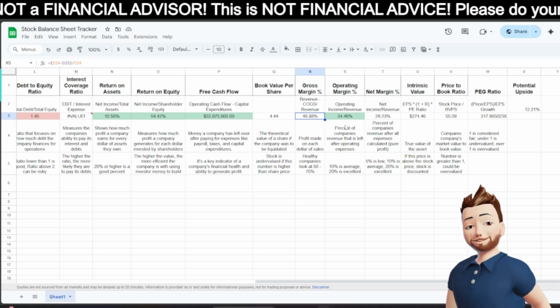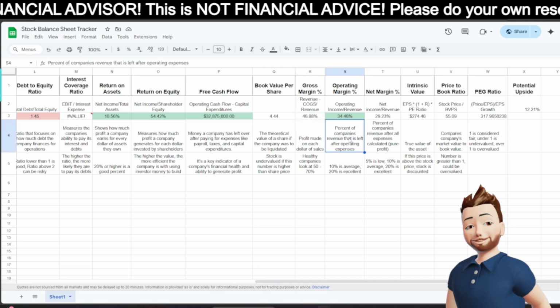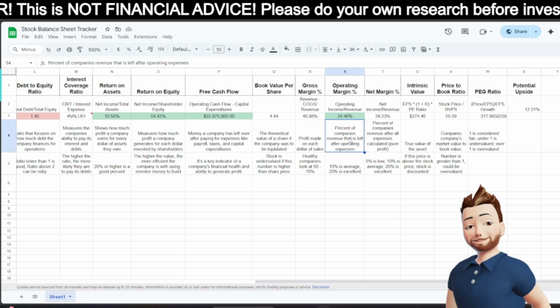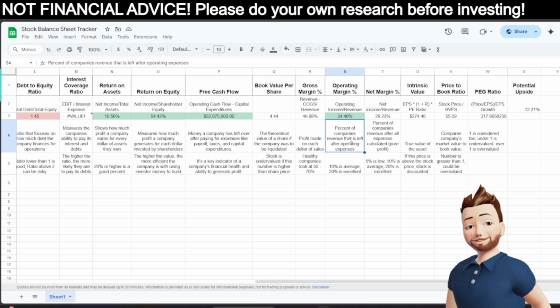Operating margin is very similar. It's the percent of a company's revenue left after their expenses. So how much revenue they get after paying out all their labor, their costs, their shipping, and everything else of that nature.